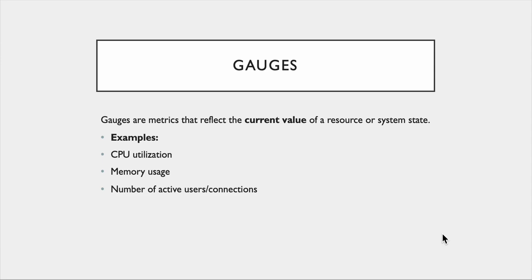Next comes the gauge. Gauges measure the current value of a metric at a specific point in time. They are ideal for monitoring values that can both increase and decrease. For example, CPU or memory usage, active database connections, and disk space usage.